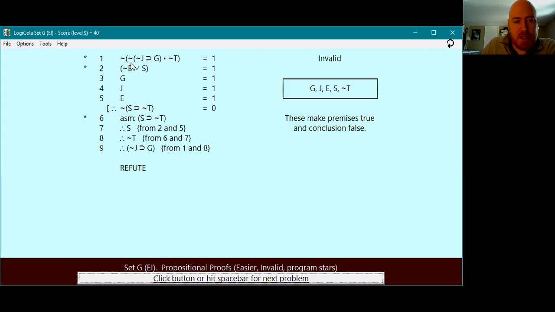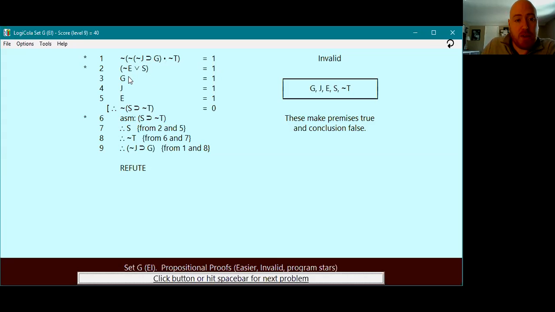But in order for this to be false, in order for this tilde right here, the one outside of the conditional, to be false, this horseshoe needs to be true. Well, I've got that G is true, which means the consequent is true. And I've got that J is true, which means not J, the antecedent, is false. So I've got a false antecedent and a true consequent. That's enough to make this horseshoe true, which means this tilde is false. So I've got false and true, which means this dot is false, which means this tilde is true.